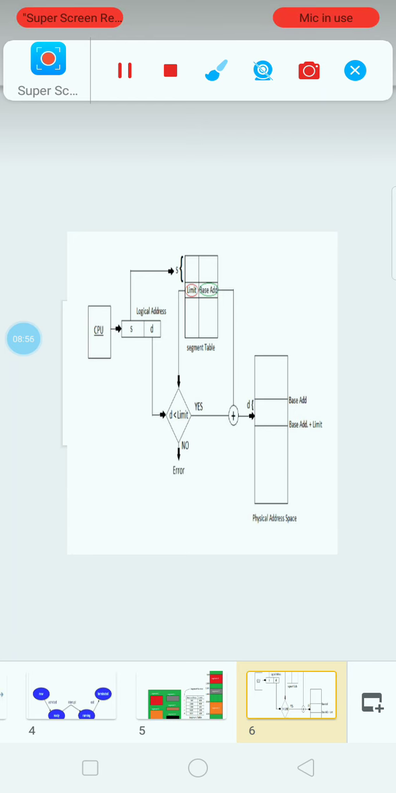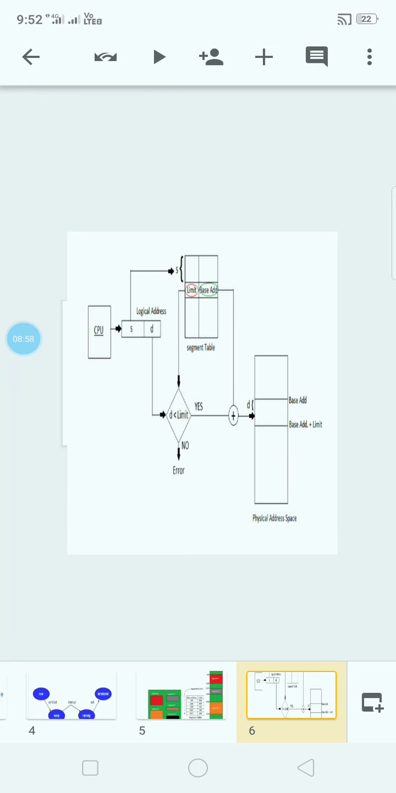Translation of a two-dimensional logical address to a one-dimensional physical address. Segment number: the number of bits required to represent the segment. Segment offset: the number of bits required to represent the size of the segment. Now, what are the advantages of segmentation? No internal fragmentation. The segment table consumes less space in comparison to the page table in paging.